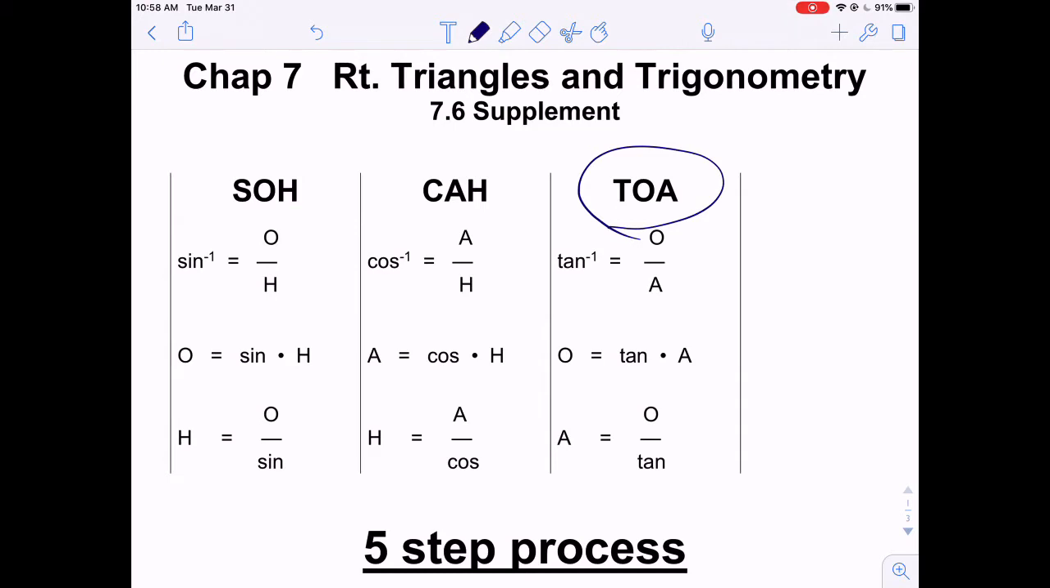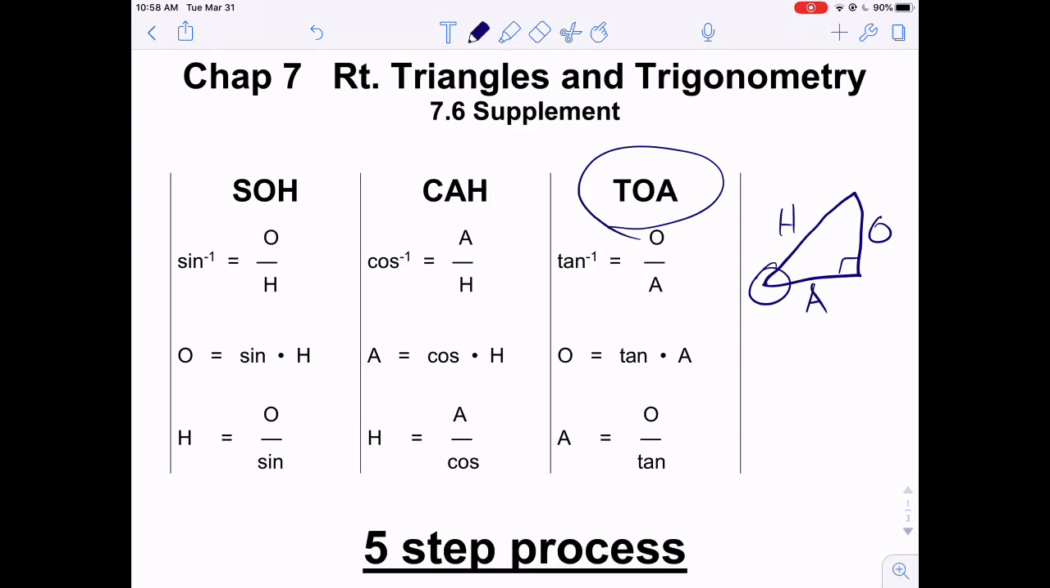All right, looking at the document here with the supplement, we did tangent, and if you remember, the O was the opposite, A was adjacent, and we had a right triangle. Remember, for all 3 of these, you need a right triangle. So I'm drawing a little right triangle here. You remember you had to circle one of the angles to start, and then you would label the opposite, the hypotenuse, and the adjacent.